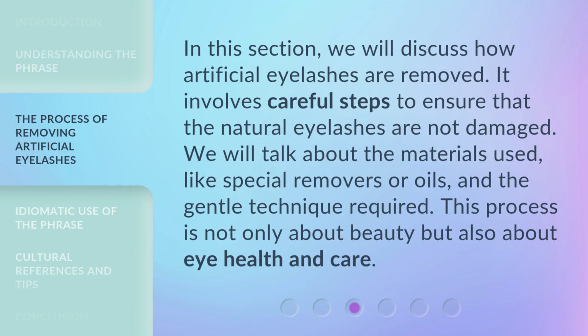In this section, we will discuss how artificial eyelashes are removed. It involves careful steps to ensure that the natural eyelashes are not damaged. We will talk about the materials used, like special removers or oils, and the gentle technique required. This process is not only about beauty but also about eye health and care.